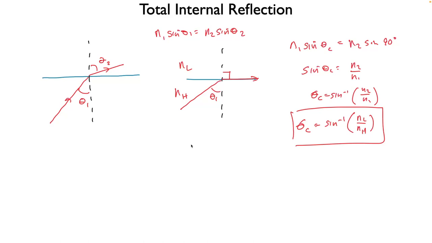So, why is it important that we understand total internal reflection? Where do you run into total internal reflection? Nowhere? Or everywhere?